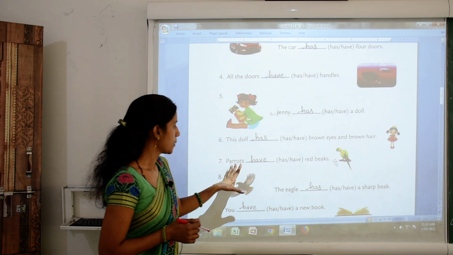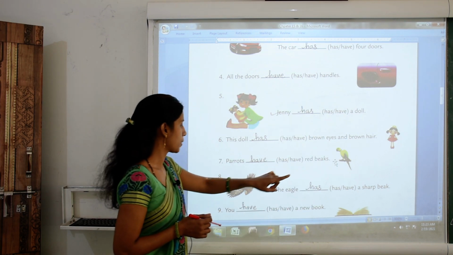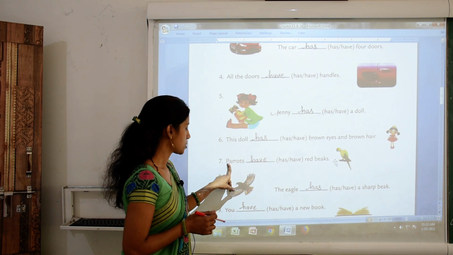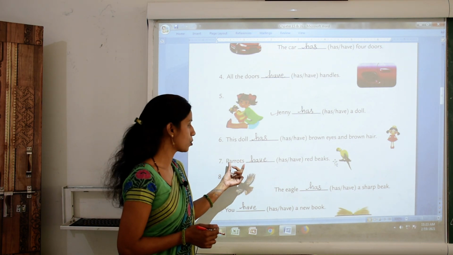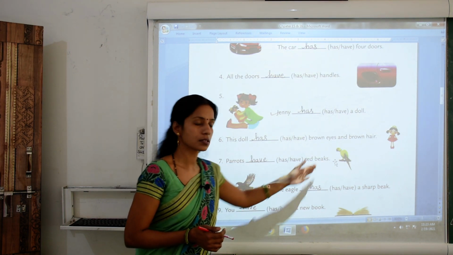Number 7, parrots have red beaks. Not only one parrot, here we are talking about parrots. Here is the spelling of parrots, P-A-R-R-O-T-S. It means more than one parrot. So parrots have red beaks.